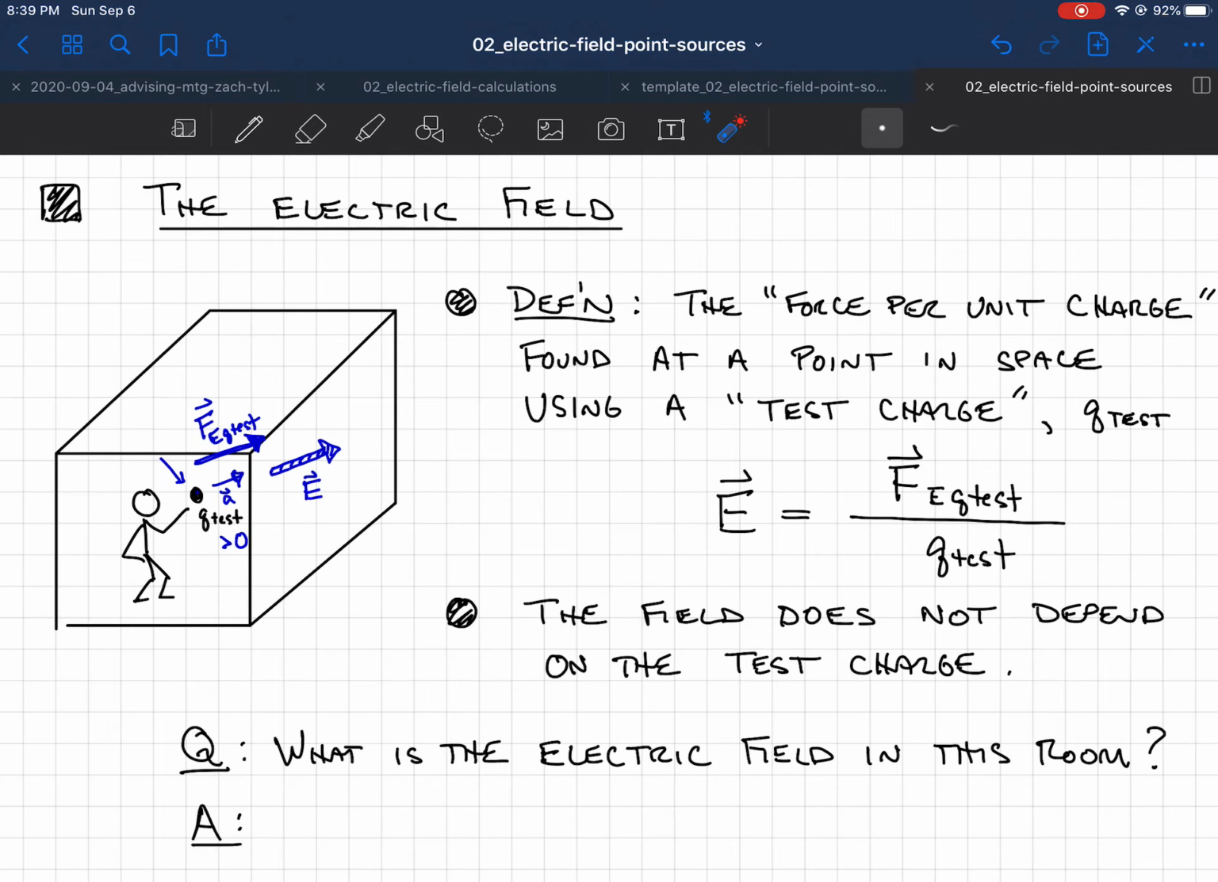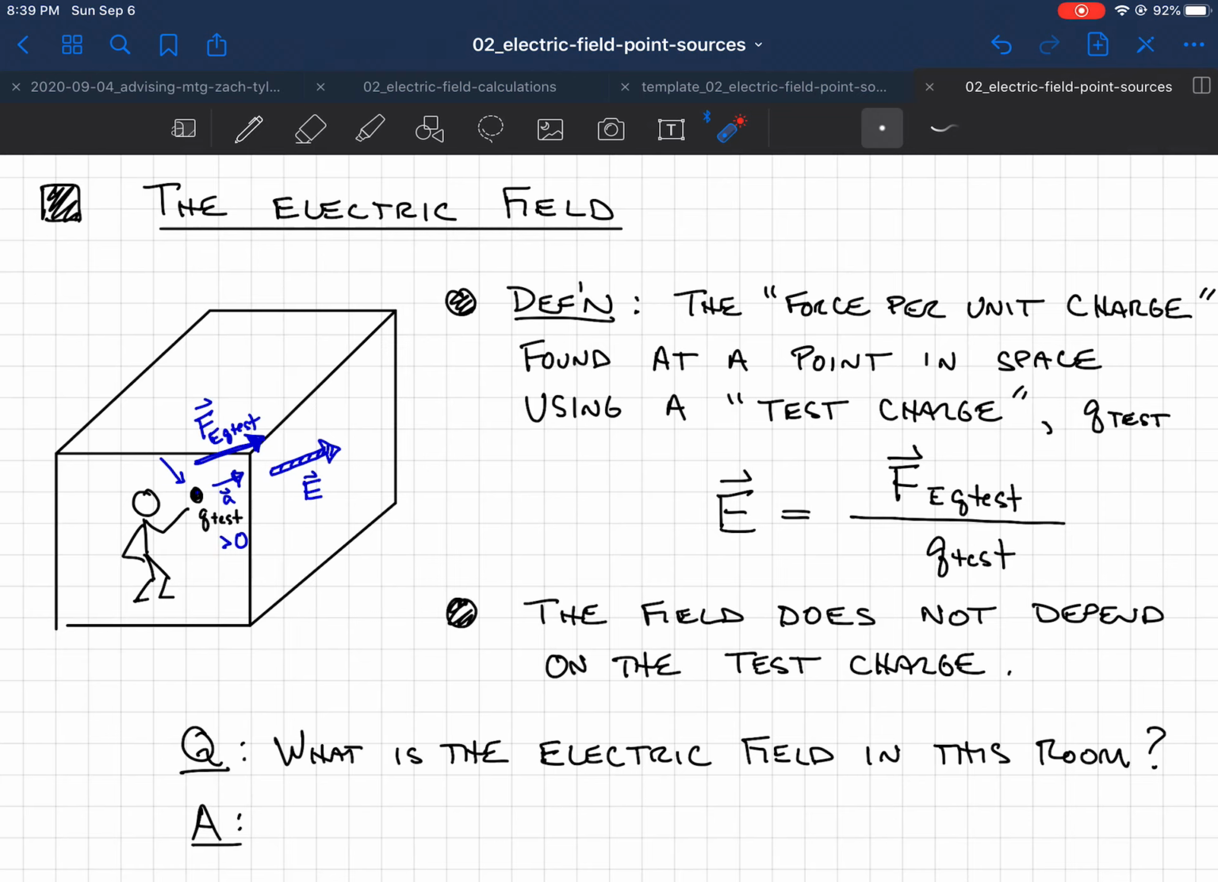Now in practice you need to use a test charge that's small enough that it doesn't disturb the electric field, but we don't really need to worry about that right now. And also in practice, it's probably best to just simply assume that your test charge is positive, and then you don't have to do all that flipping around stuff that I talked about.